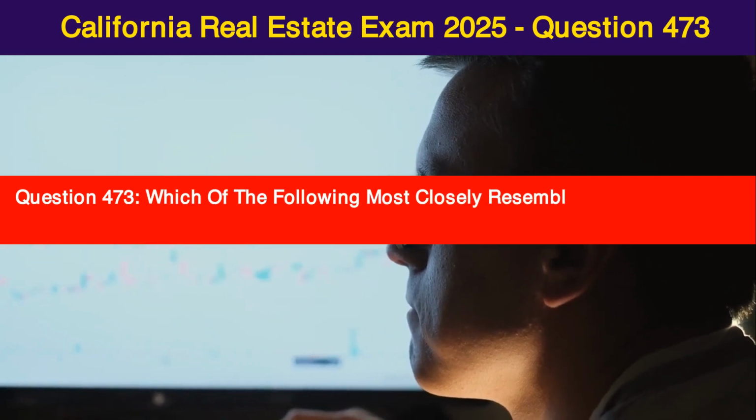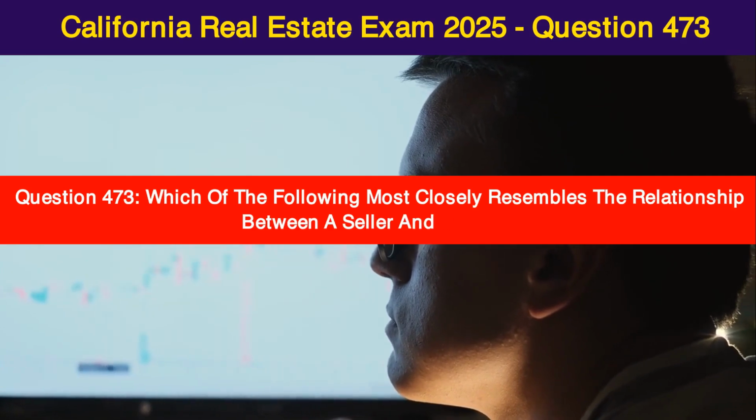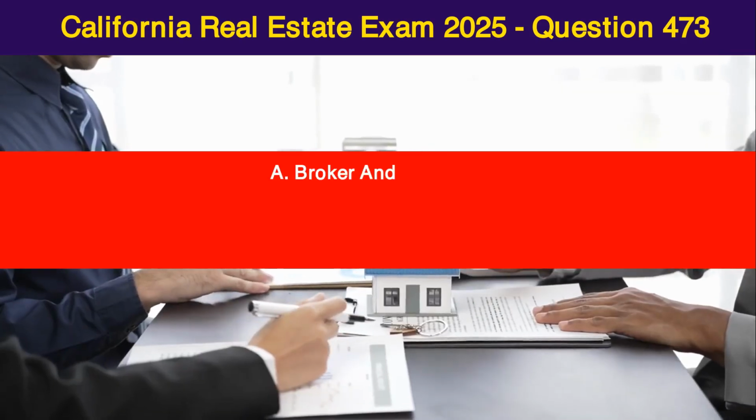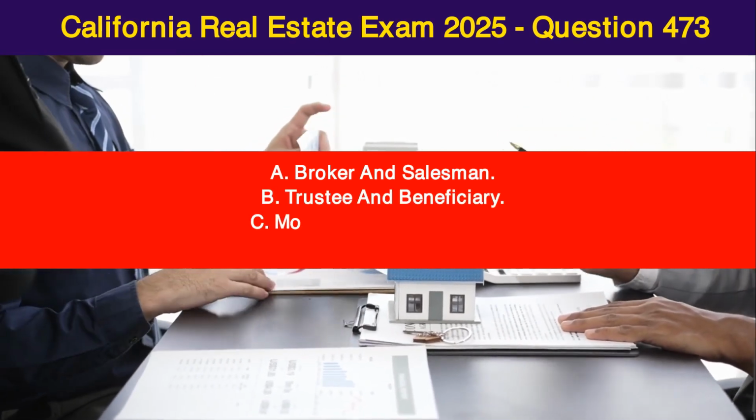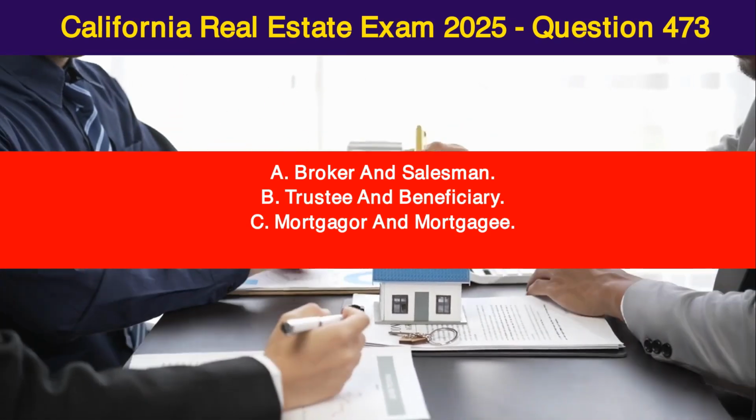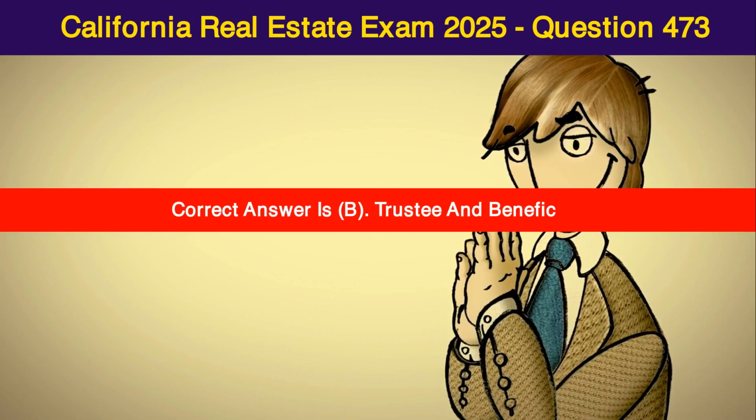Question 473. Which of the following most closely resembles the relationship between a seller and a broker? A. Broker and salesman, B. Trustee and beneficiary, C. Mortgager and mortgagee, D. Vendor and vendee. Correct answer is B.